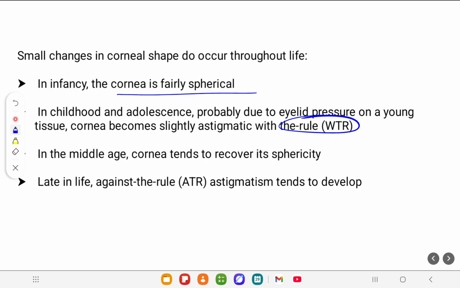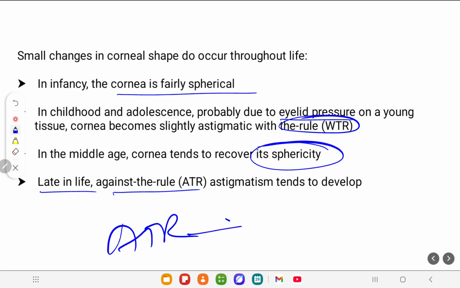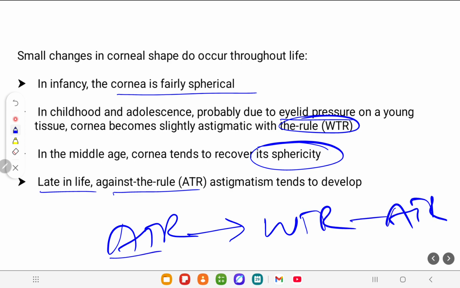And with the rule, the reason we have concluded till now is eyelid pressure. Young and middle-aged cornea tend to recover its sphericity, and in late life it goes from with the rule back to against the rule. So basically, at birth against the rule, young with the rule, and old age again against the rule. Young and old age are the same, isn't it?